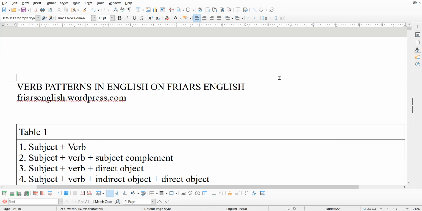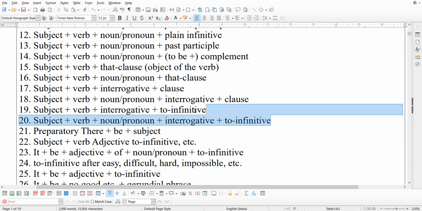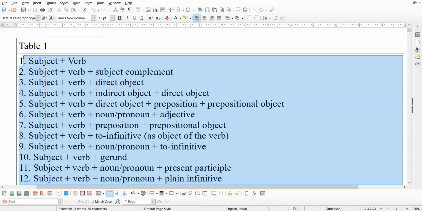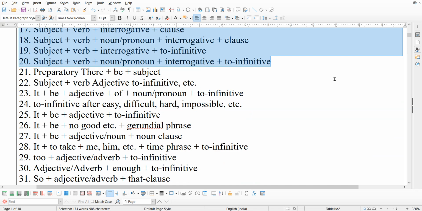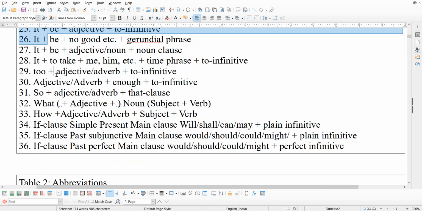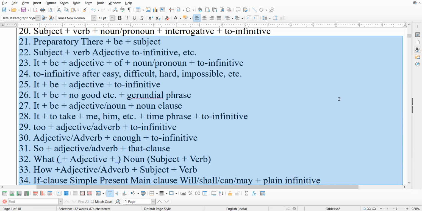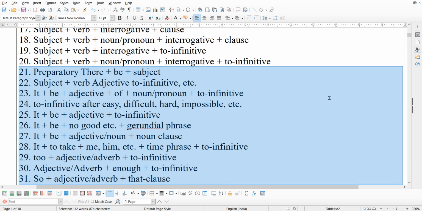Hello. In the previous videos, we've seen structures from 1 to 20. In this one, I'll try to cover all of the remaining structures. There are 16 more structures, and these are kind of special structures that you'll find in English. Maybe for different languages they're different, but these structures are particular to English.